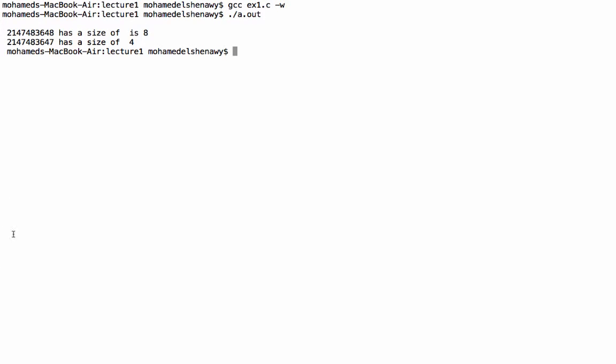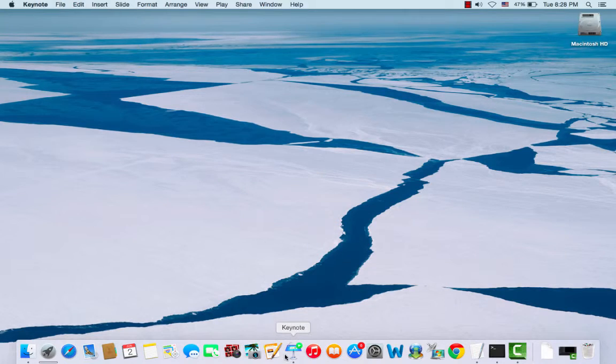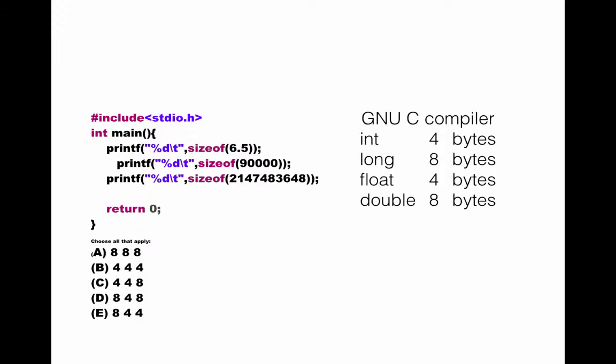Look, here it says that the one with 8 has size 8, which means it's long, and the one with 7 has size of 4, which means integer. So let's go back to the slides. So here this is double, the second one is integer, and the third one is long. Okay, so let's see this rule.